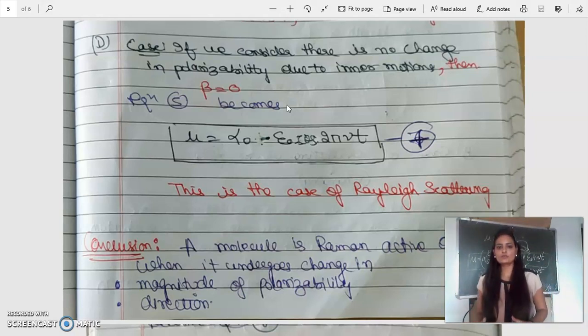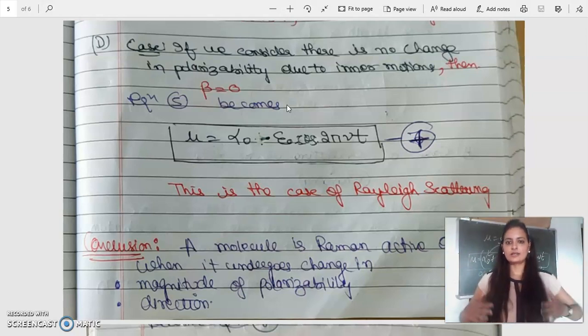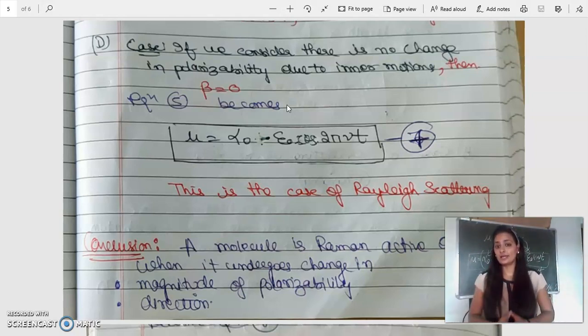In the very next videos, we are going to pick up some molecules and compare whether they are Raman active or Raman inactive.